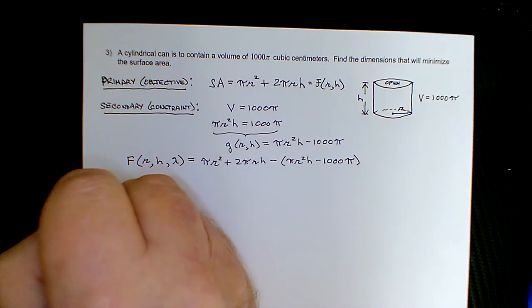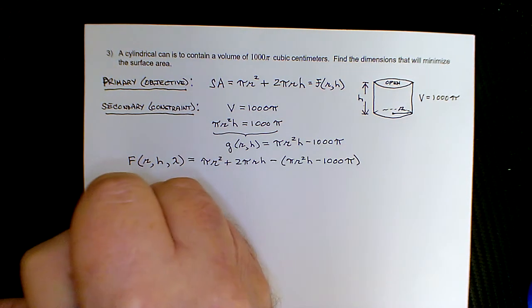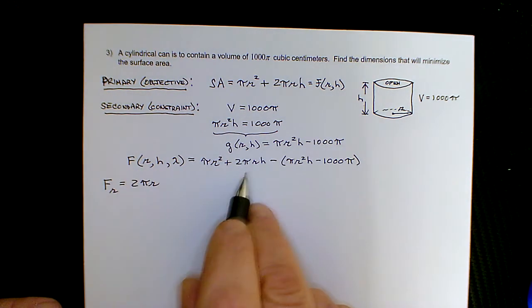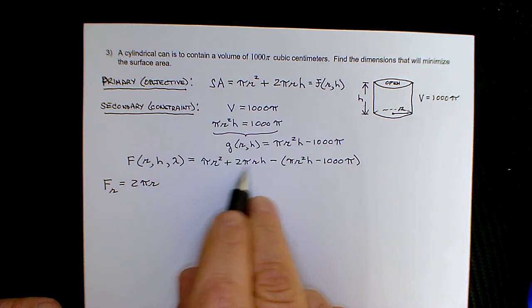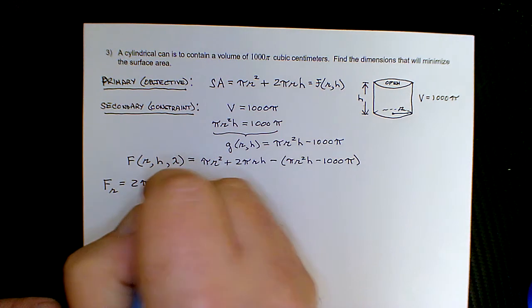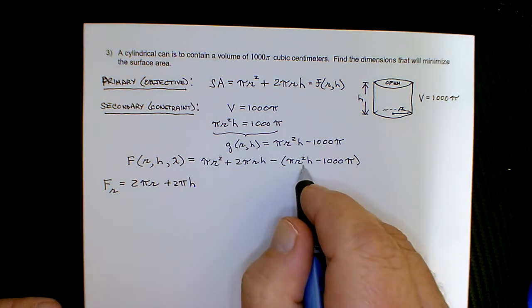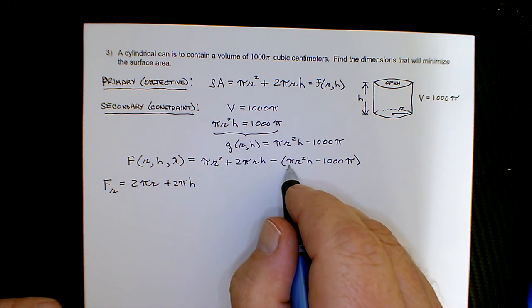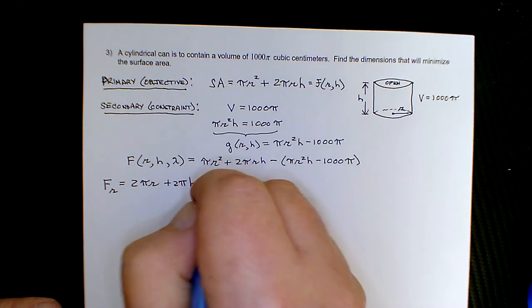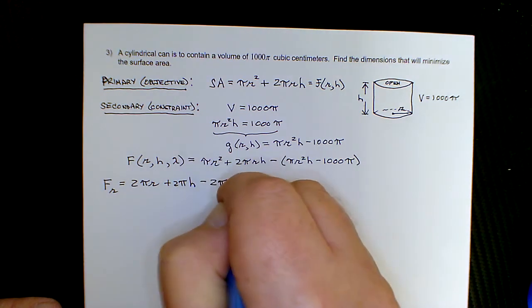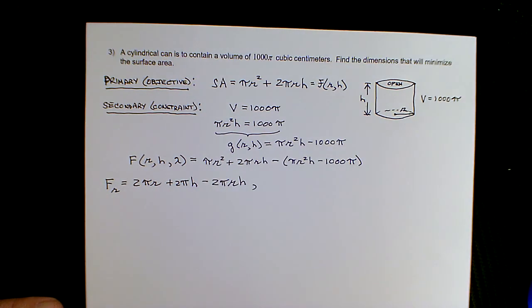Okay, so now we need the partials. So 3 of them here. First partial with respect to r. This would be 2 pi r, because the derivative of r squared is 2r. Here the derivative of r is 1, h is being held as a constant, so plus 2 pi h. And then here, the derivative of r squared is 2r, so minus 2 pi r h. So that's the partial with respect to r.